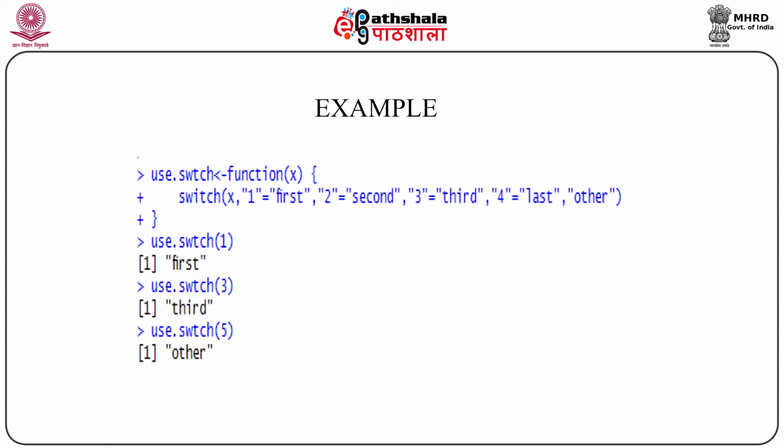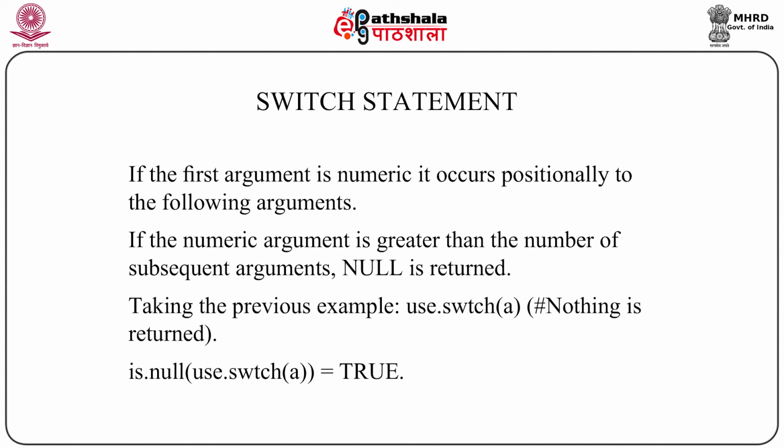In the previous example, we used numeric values, but here we are using characters. Here the use.switch function is written in such a way that it will give first when 1 is given, second when 2, and other when 5 is given. Now if the first argument is numeric, it is matched positionally to the following arguments. If the numeric argument is greater than the number of subsequent arguments, NULL is returned.